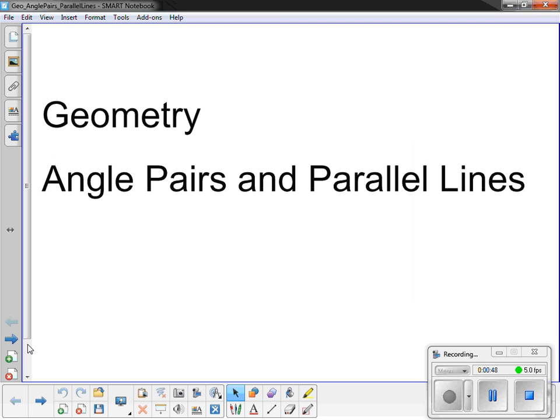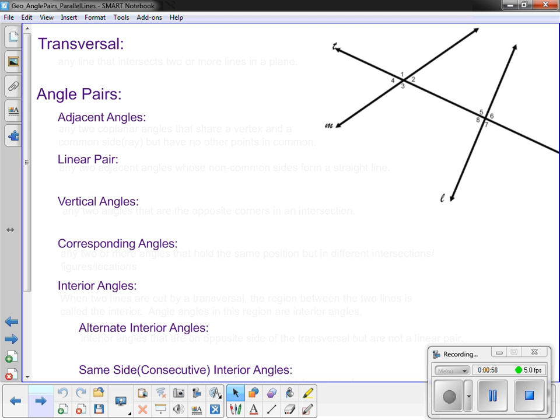Today, we have angle pairs and parallel lines. Well, we're not going to get to parallel lines today. We're just going to talk through all the different types of angle pairs. So here's what we've got to begin with. We have this thing called a transversal. A transversal is just a fancy way of saying any line that intersects two or more lines in a plane. So when we look at our figure here to the right, we see that line T seems to intersect the other lines M and L on this plane.